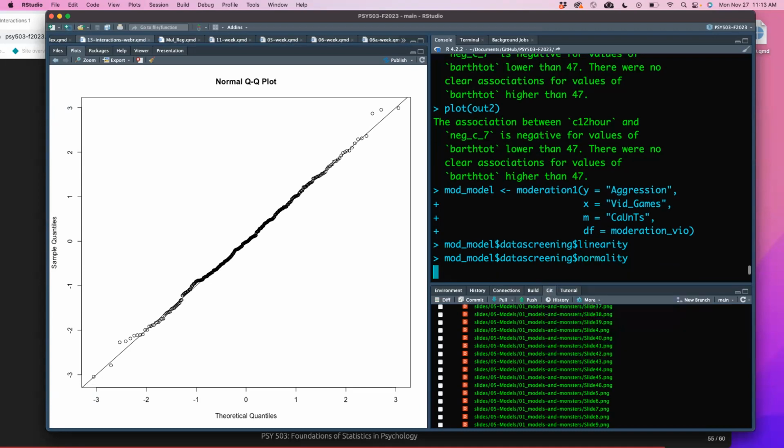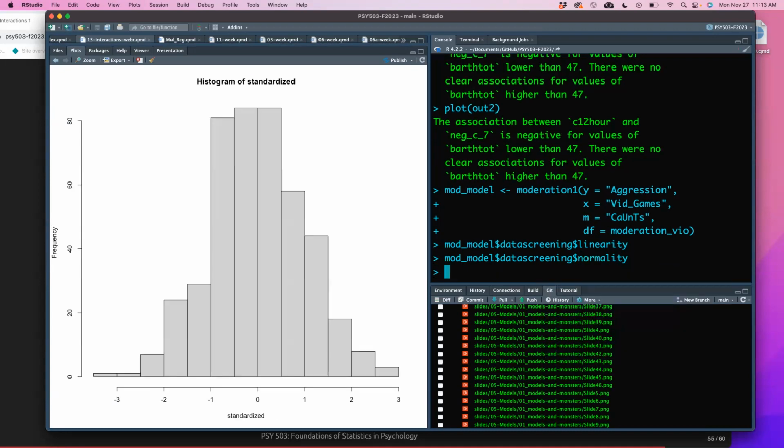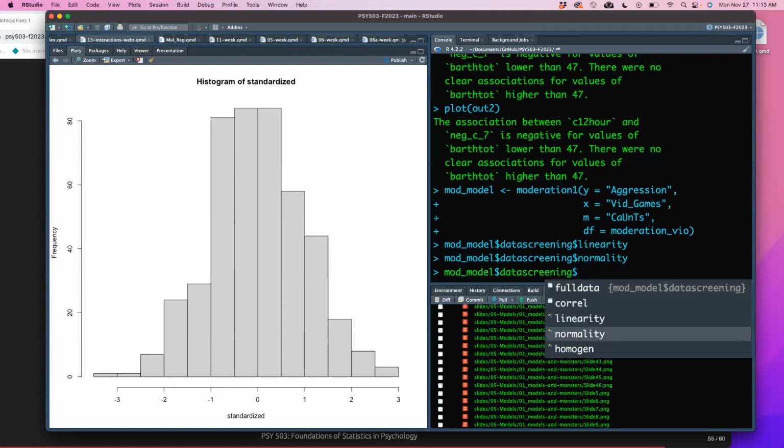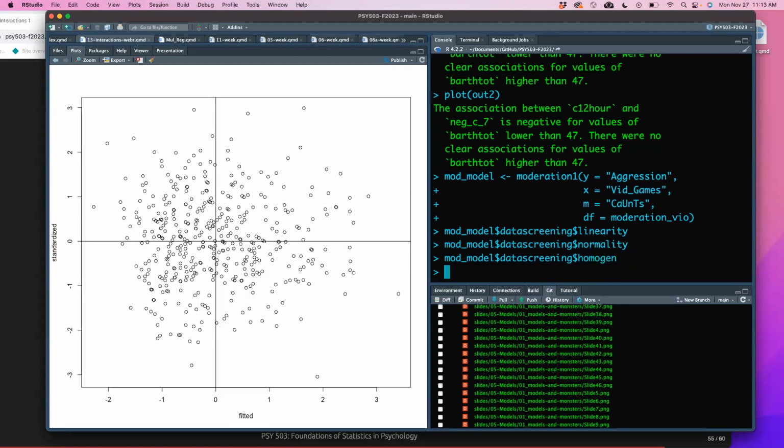We can look at normality. It'll produce a nice little histogram. Look at homogeneity, it produces a homogeneity plot. I mean, it's not as nice as the easystats performance package, but I like that it just has everything within that one particular object.